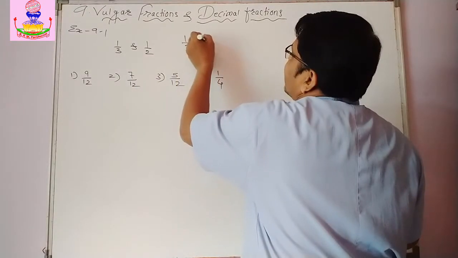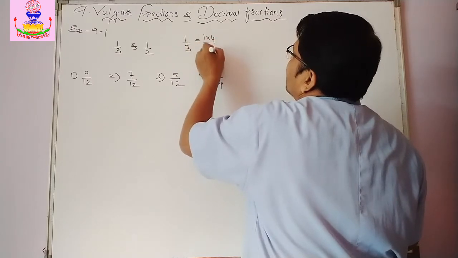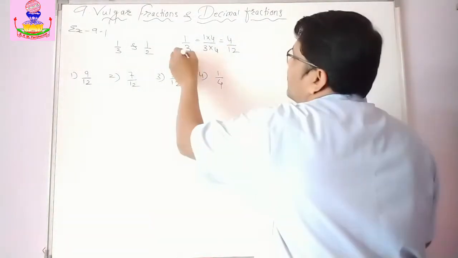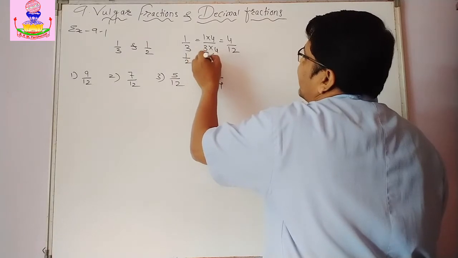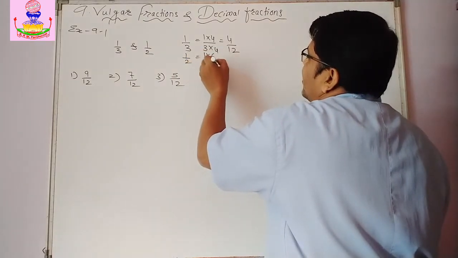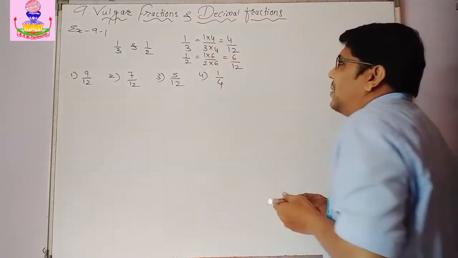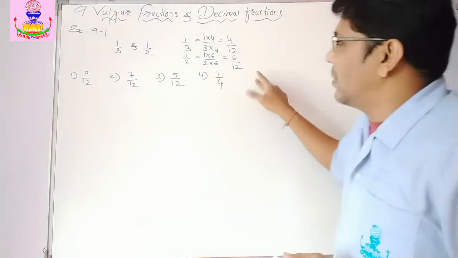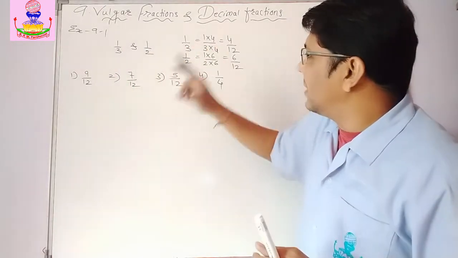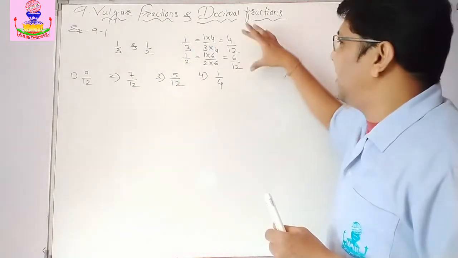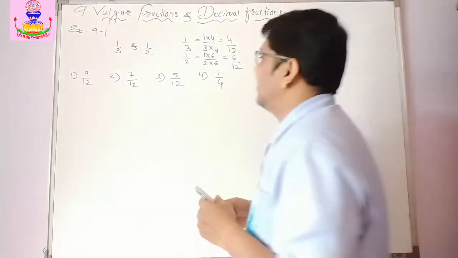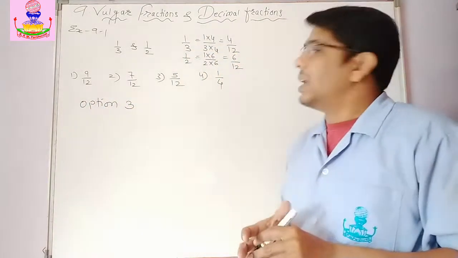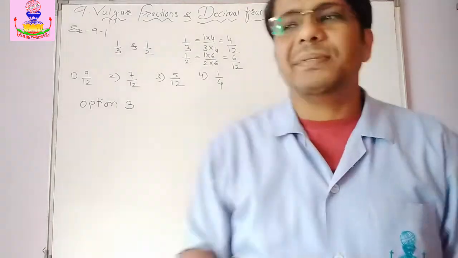So 1/3 I can write this as 1 into 4 upon 3 into 4. So that is 4/12. Am I right? Okay. And 1/2. So 2 how many are 12? 6 are. So 1 into 6 upon 2 into 6. So 6/12. Now, which of them have got value between these two? So 4/12, 6/12. 9/12 bigger than that. 7/12 bigger than that. 5/12. Oh yes, 5/12 is in between these two. So that is what the answer is. Option number 3. Do you get it? Okay. So let's move to the next example.